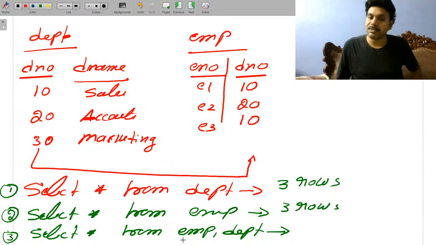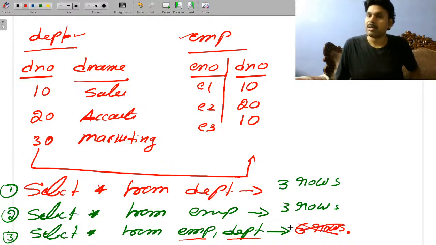I am getting data from employee, and I am also getting data from department. So how many rows are we going to get? We all think that data is coming from employee and department, so the answer is 6 rows. But it is wrong.